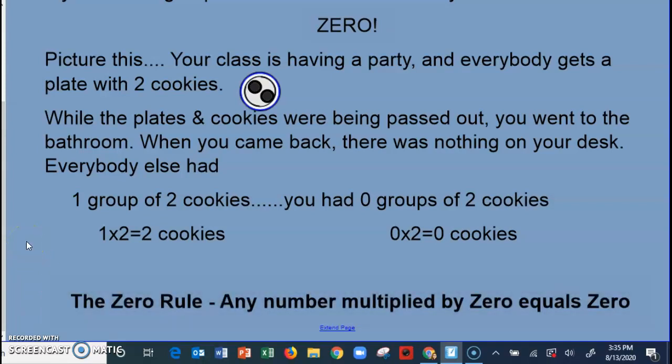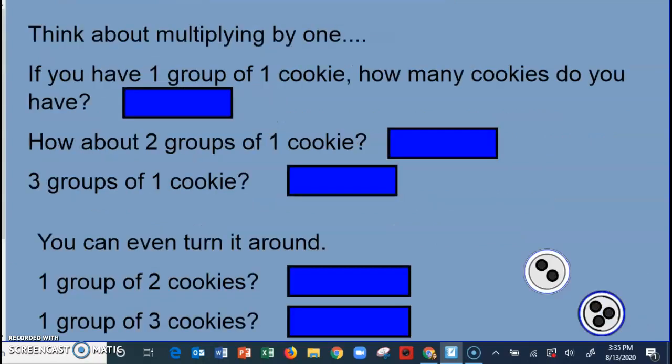The 0 rule is any number multiplied by 0 equals 0, whether it's 1 or 5 or 50 times 0. 50 times 0 would still be 0 because you would have 0 groups of 50, or you would have 50 groups of 0. So anything multiplied by 0 equals 0.